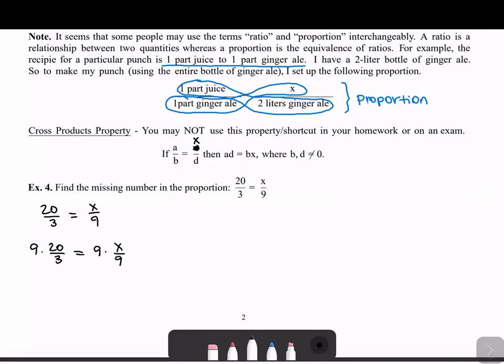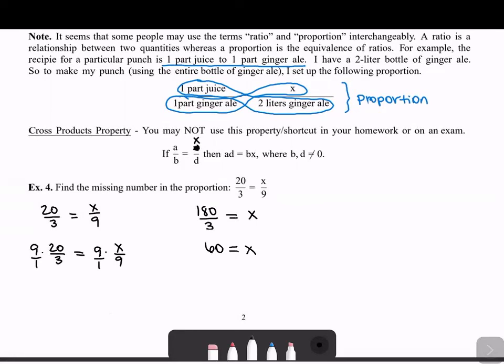Okay, and then I'm going to multiply 9 over 1. And then we multiply straight across. So we get 180 over 3 is 9x over 9. And the 9s cancel. I'm actually going to write this up on the next line. Anyway, this is 180 over 3 equals, the 9s cancel, so we can just write this as x, and then we divide, and we get 60 equals x.